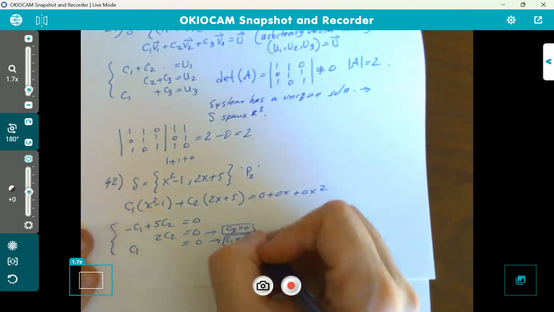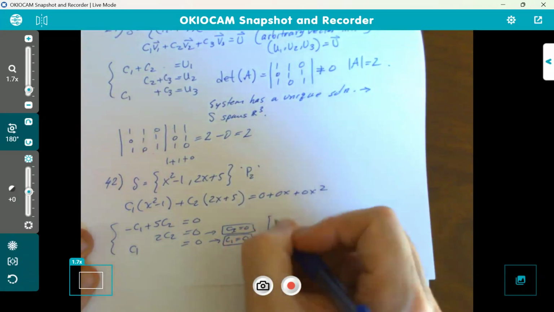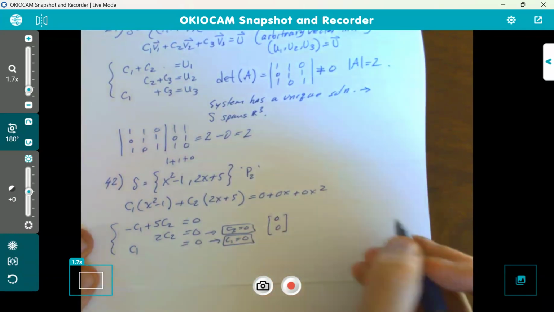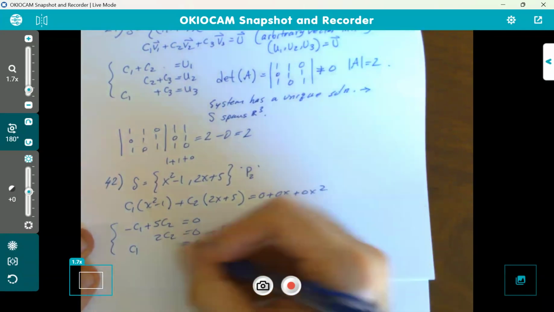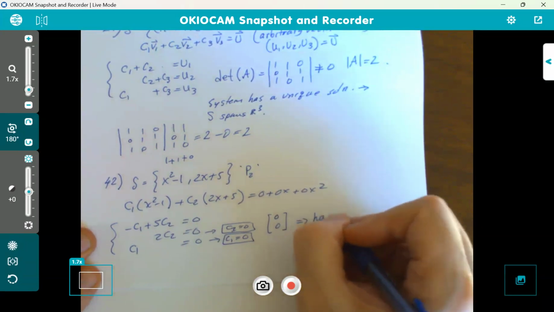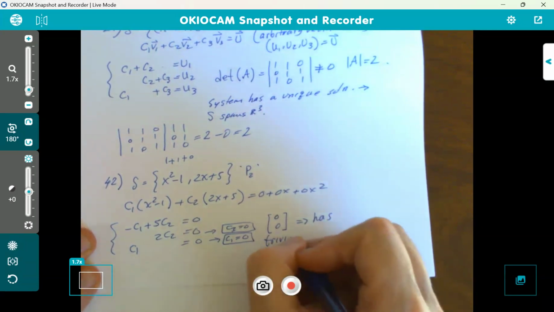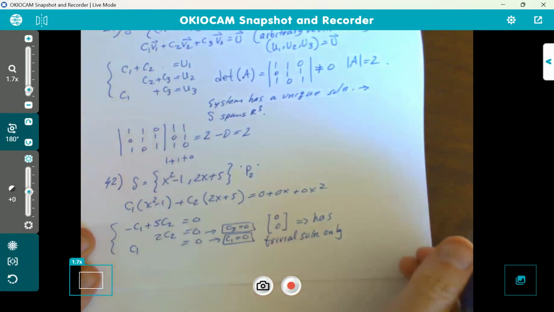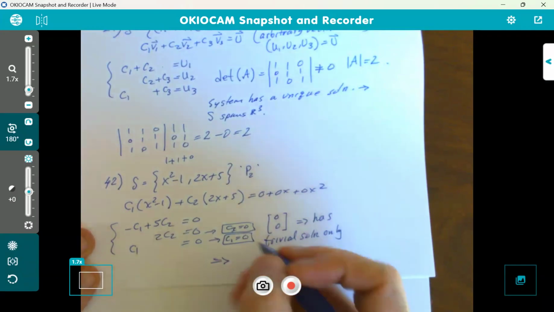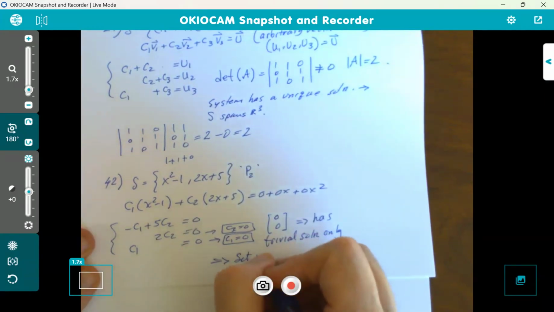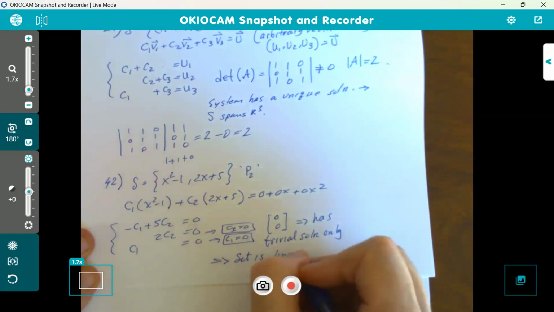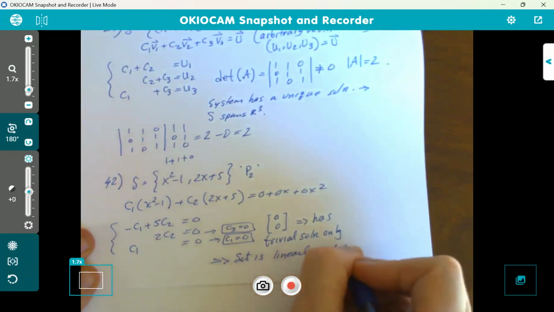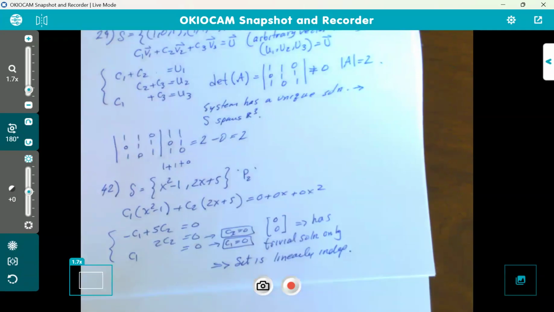Well, the solution set is what? This 0, 0, isn't it? So this system has the trivial solution only. So what does that mean? If it has the trivial solution only, therefore the set is linearly independent. So trivial solution, the set is independent, otherwise it's not.